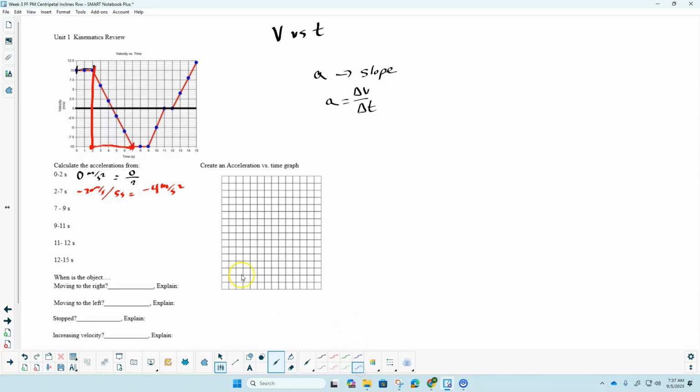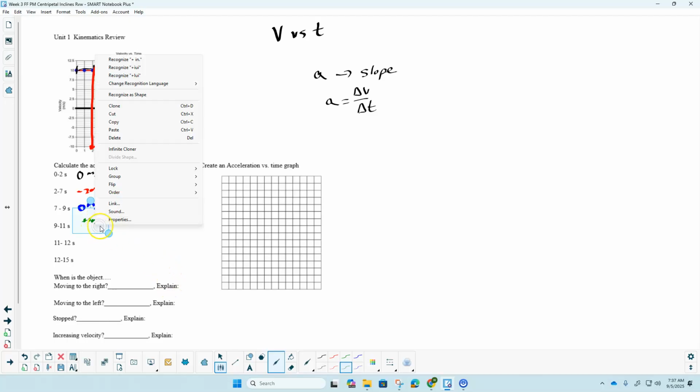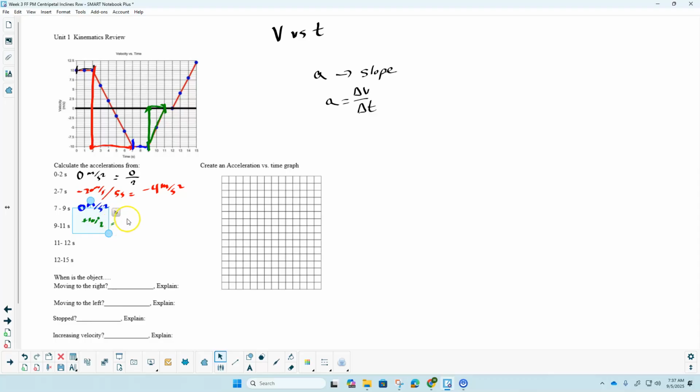7 to 9, it's another horizontal section, so that's going to be 0. I'm not going to worry about explaining that anymore. The next one, 9 to 11, so I need to figure out how much it goes up. It goes from 10 to 0, so it's plus 10, and 2 seconds over, so plus 10 over 2 is a positive 5 meters per second squared. Another flat, horizontal section, so that's a 0.